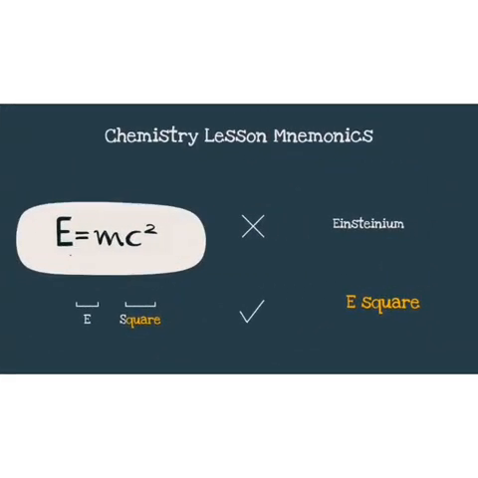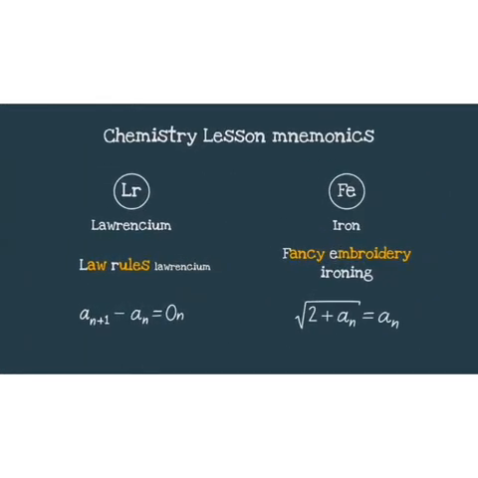Then we have E is equal to mc square. We've taken E and square from here for Einsteinium. Then we have Laurentian, which is law rules, and fancy embroidered ironing for the Fe of iron.